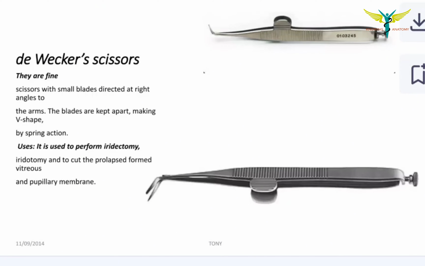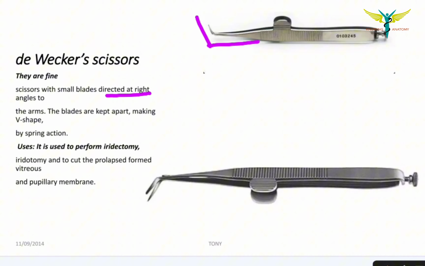Vannas scissors. They are fine scissors with small blades which are directed at right angles. See, you can see the right angles. And the blades are kept apart, making a V shape. So here you can see the V shape. Here also you can note the spring action in between. It is used to perform iridectomy, iridotomy, and to cut the prolapsed vitreous, and also the pupillary membranes.